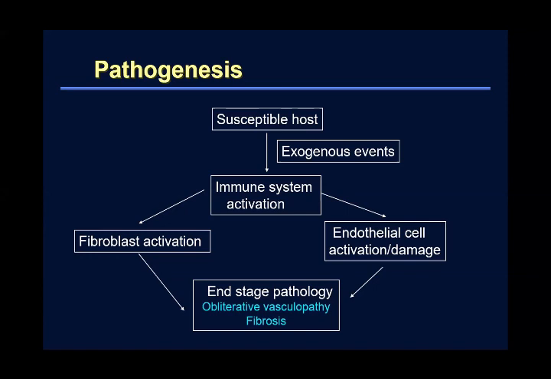So this is the pathological process. Immune system activation leading to fibroblast activation and endothelial cell activation, leading to end-stage obliterative vasculopathy and fibrosis. In obliterative vasculopathy, there is intimal growth of the small arteries, especially the renal small vessels, leading to renal hypoperfusion and renin-angiotensin system activation.